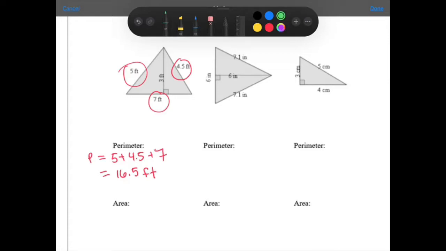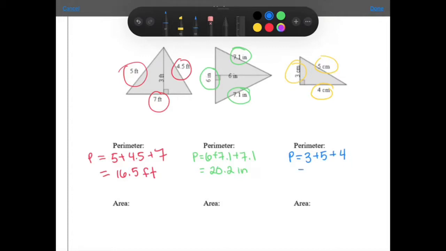Let's do the perimeter of the next triangle. So we have 7.1, 7.1, and 6 inches as our side length. So perimeter is 6 plus 7.1 plus 7.1. We get a perimeter of 20.2 inches. Again, we're just adding all the sides. So the third triangle has side lengths of 3 centimeters plus 5 centimeters plus 4 centimeters. And we get a perimeter of 12 centimeters.